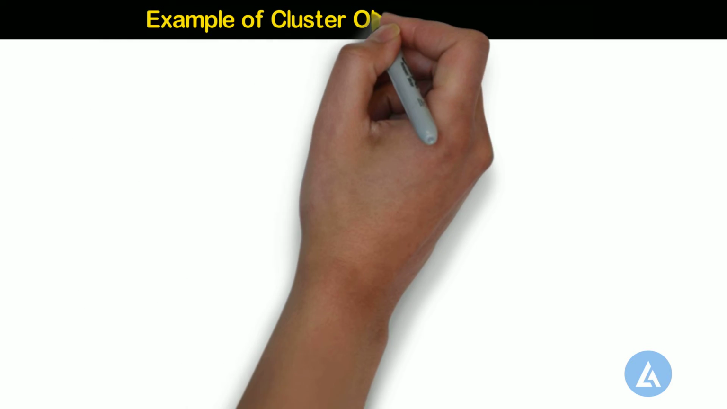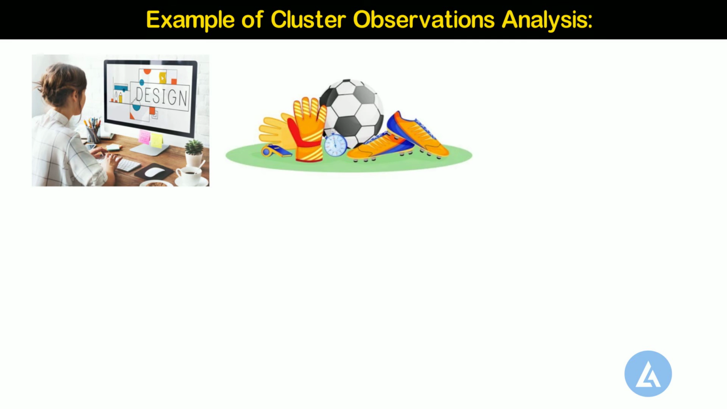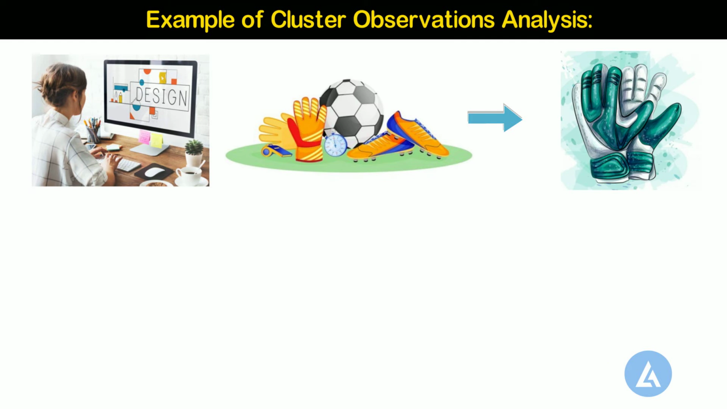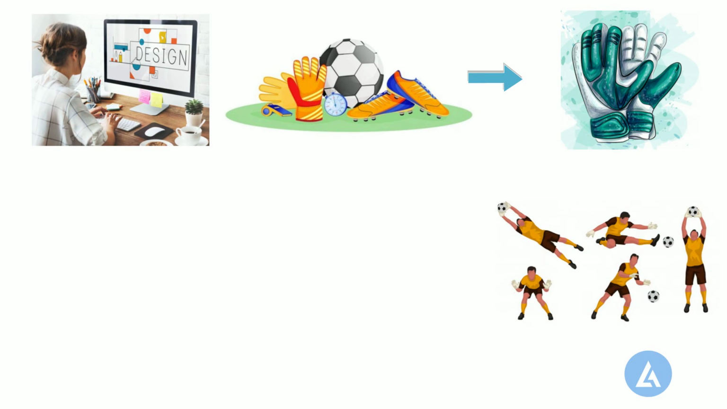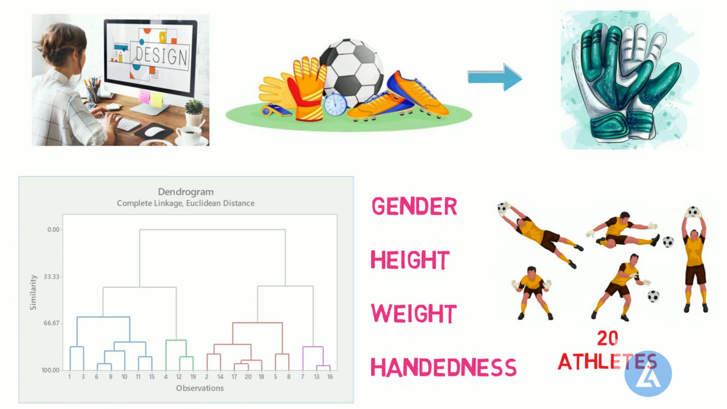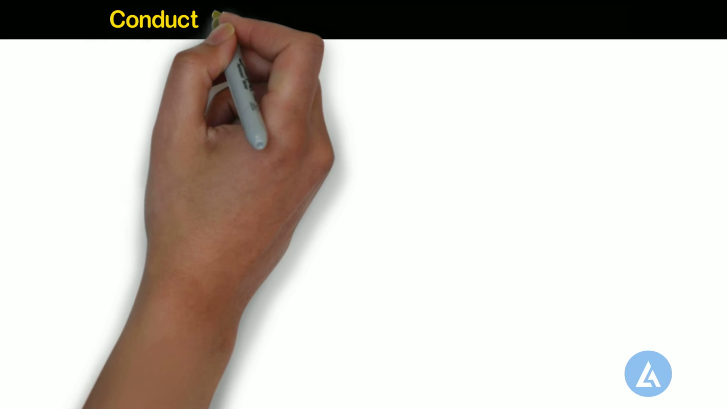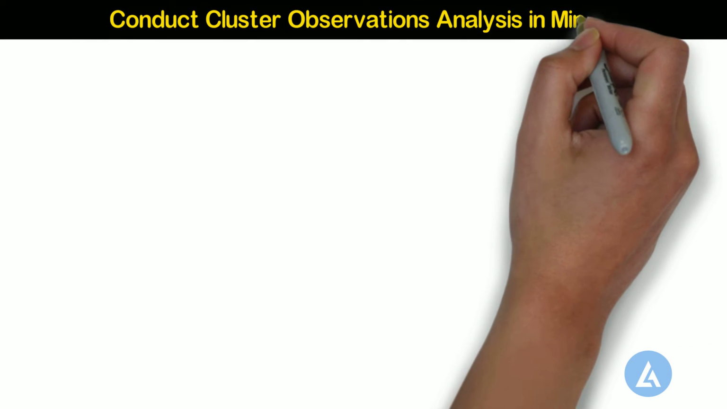Example of cluster observations analysis. Let's continue with the same example. A designer for a sporting goods company wants to test a new soccer goalie glove. The designer has 20 athletes who wear the new glove and collects the gender, height, weight, and handedness information of the athletes. The designer wants to group the athletes by their similarities. Therefore, a designer uses cluster observations analysis. Conduct cluster observations analysis in Minitab.